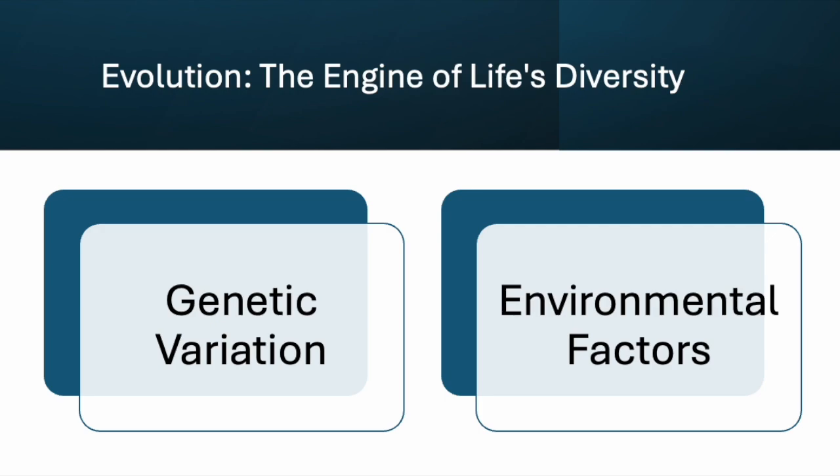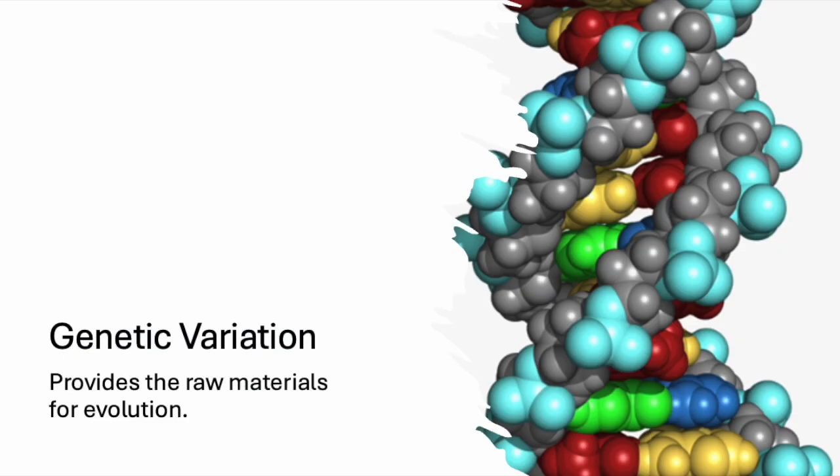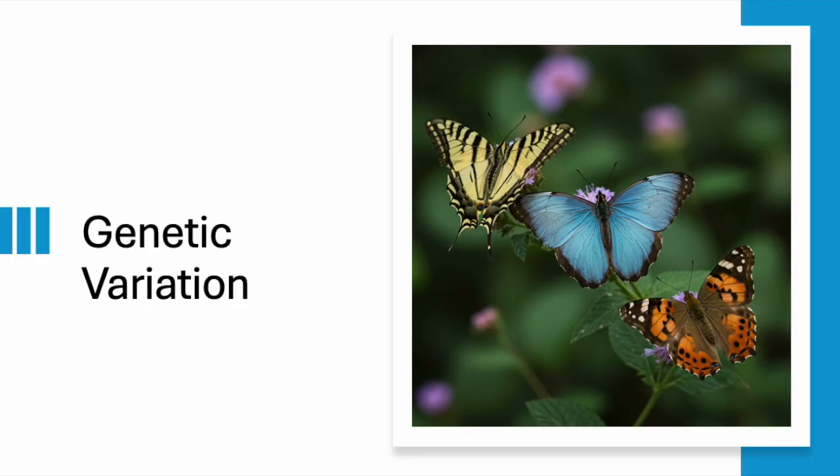Let's start with genetic variation. Genetic variation is the differences in the genes of individuals within a population. Genes are the instructions that determine an organism's traits, such as hair color, eye color, and height. Genetic variation is important because it provides the raw material for evolution. Without genetic variation, there would be no evolution.